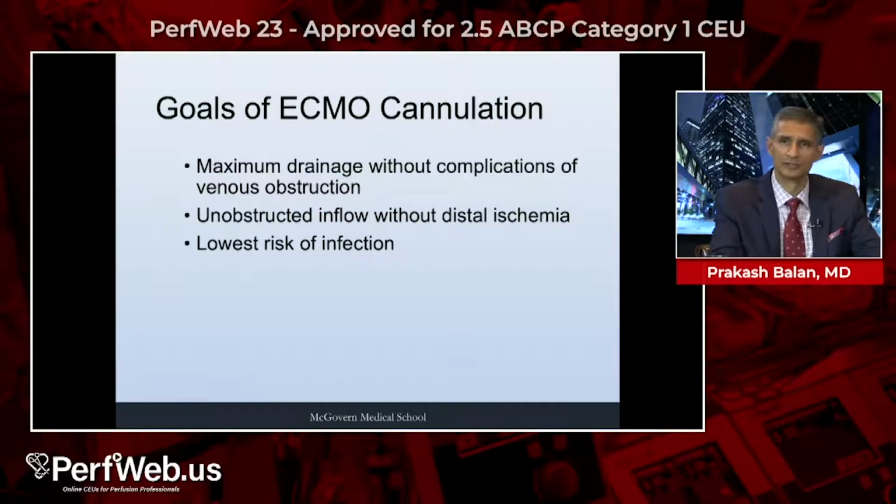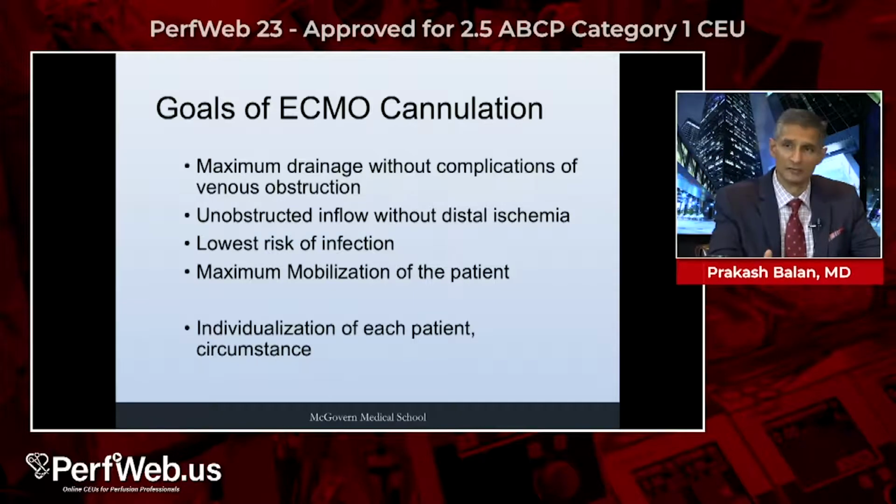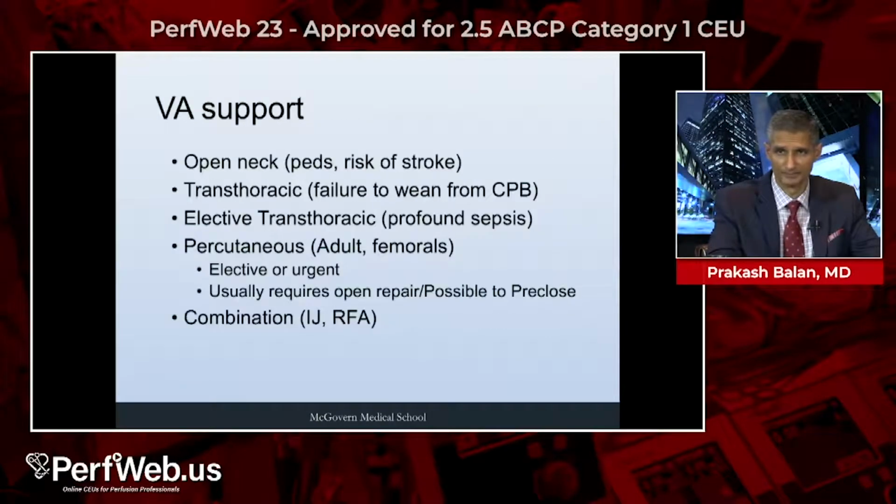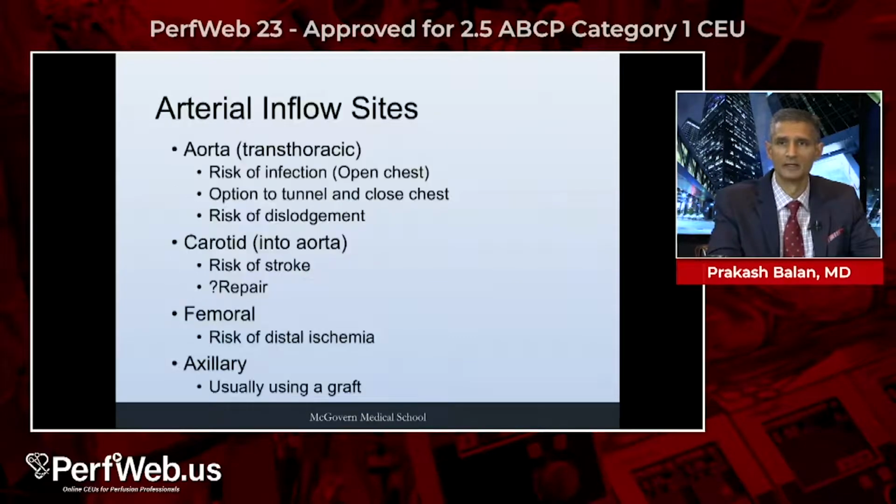You want to minimize the risk of infection to the patient, maximize the ability of the patient to recover, and individualize the treatment for each patient. You need to have a well thought out plan to accomplish this. There are many ways you can put a patient on VA support. Most often in the crash situation, that's going to mean femoral VA support, access the femoral vein, femoral artery, flow from vein through the circuit back to the artery.